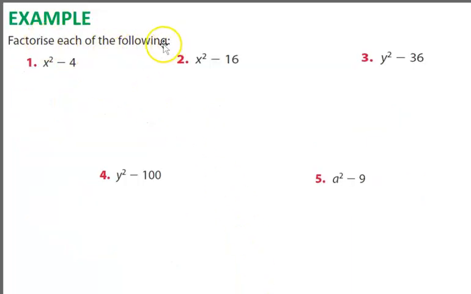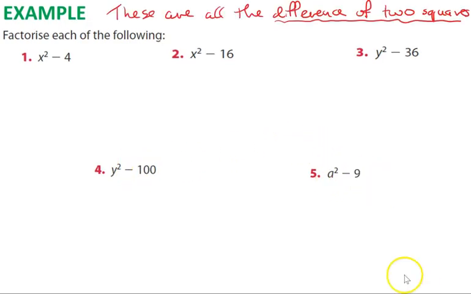Factorize each of the following: x squared minus 4, x squared minus 16, y squared minus 36, y squared minus 100, and a squared minus 9. These are all the difference of two squares.